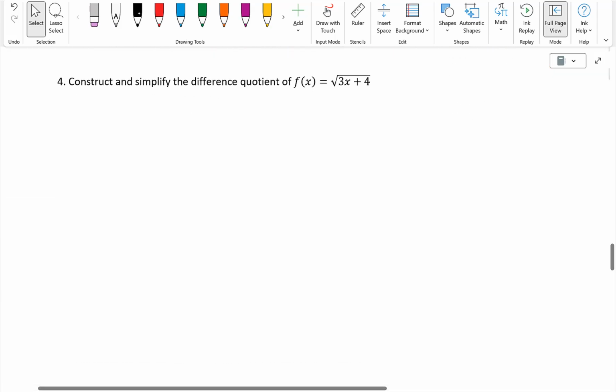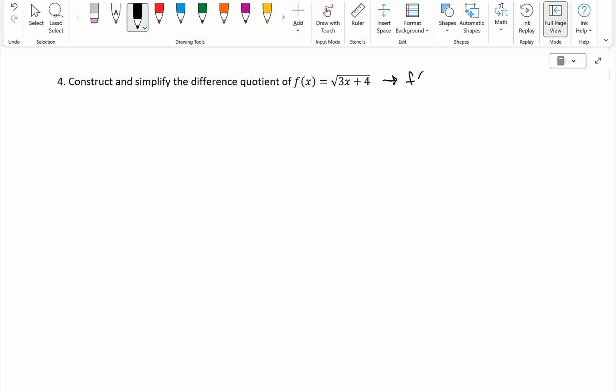All right, two more. We've got some that relate now to the last sections, the simplifying radicals and the complex fractions. So for 4, we're going to construct and simplify the difference quotient of f of x equals the square root of 3x plus 4. That would give us an f of x plus h of the square root of 3 times the quantity x plus h plus 4. And if we simplify that underneath the square root, we get a 3x plus 3h plus 4.